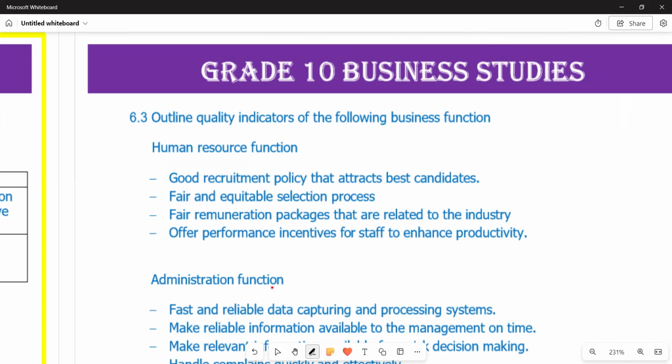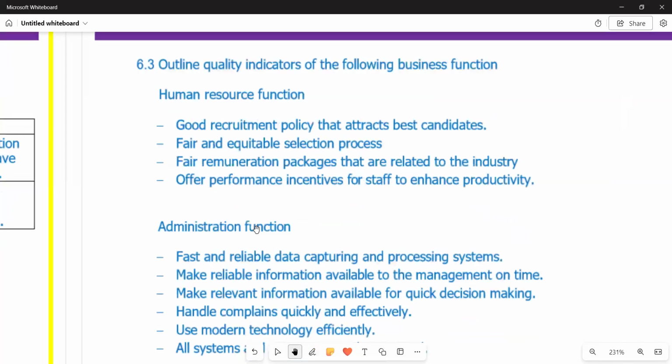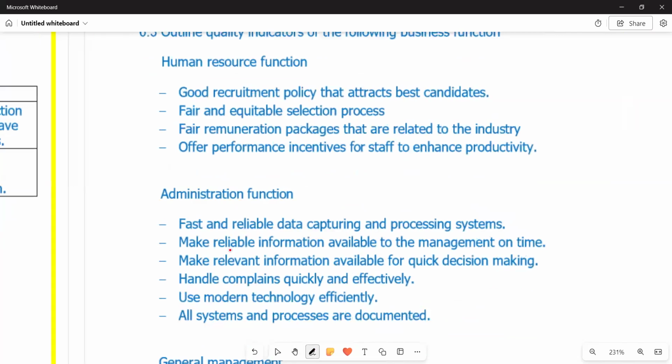Then we go to administration function. So on an administration function, we are saying the first point, how do we see that we have got a good administration function? First, we should have a fast and reliable data capturing and processing system. Secondly, we should make reliable information available to management on time. And next, make relevant information available for quick decision making. Then handle complaints quickly and effectively. Then the next one, use modern technology efficiently. And then the next one, all systems and processes are documented.